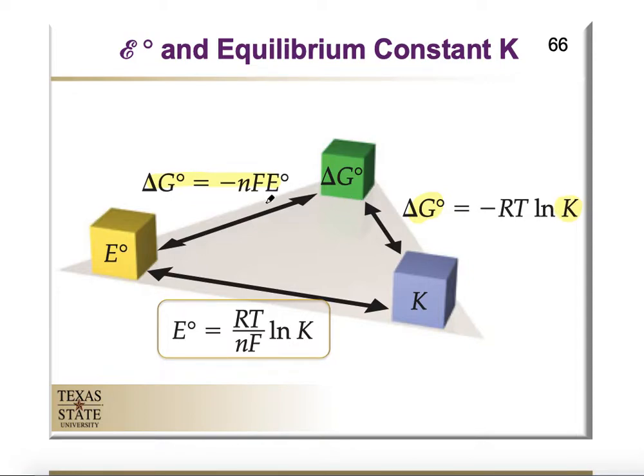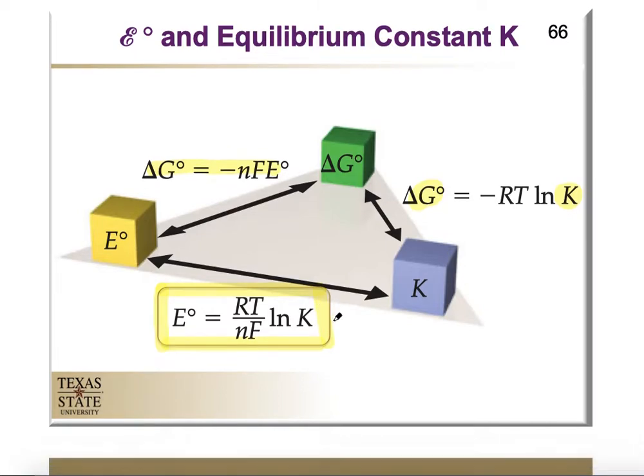Now, if I go ahead and put these equations equal to each other, since they're both equal to delta G0, I would get negative nFE is equal to negative RT ln K. And if I rearrange that equation to solve for the E, I would end up with this equation. And this is an equation that is new and that you need to know. Basically, this equation allows you to relate the cell potential to the equilibrium constant K. Okay, so that's an important equation.